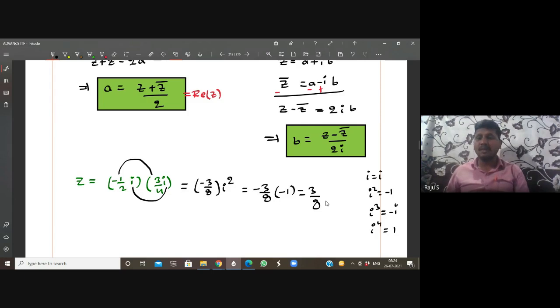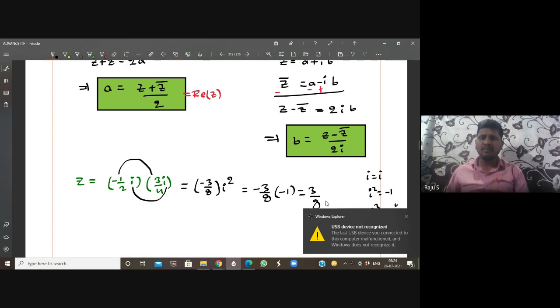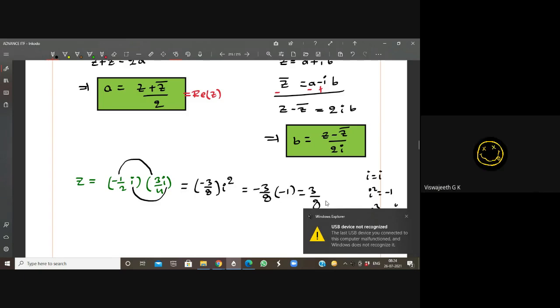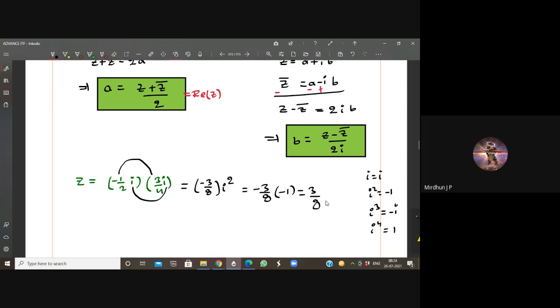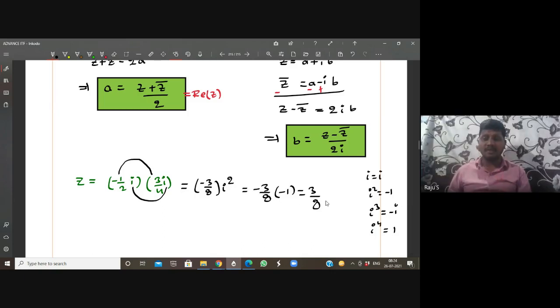But is it in standard form? No. Standard form means 3 by 8 plus i into 0 iota. Exactly, 0 iota. So like that, you have to express in standard form. So this is equal to 3 by 8 plus 0 times iota. You should write in standard form.